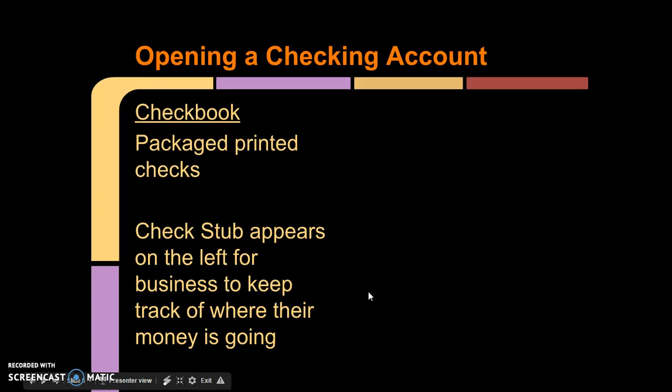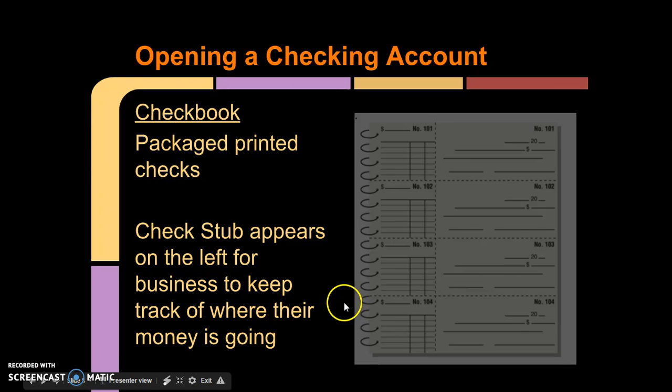Checkbook. This is a packaged or printed checks. Most of them now come with carbon copies in the back so that the record of payment or record of deposit can be recorded. Check stubs will also appear on the left, especially for business checking accounts and business checkbooks, to keep track of where their money is indeed going.